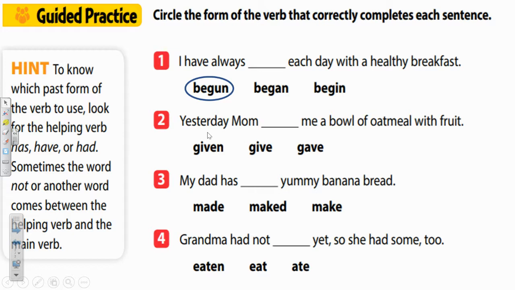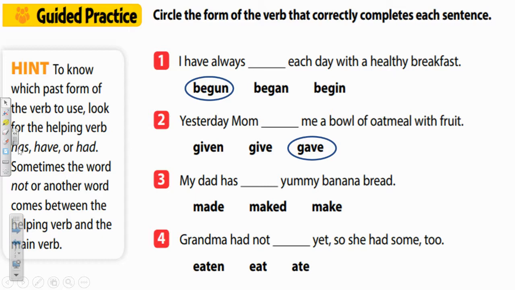Number 2, yesterday, Mom blank me a bowl of oatmeal with fruits. This is just the past tense. Yesterday, Mom given me. Yesterday, Mom give me. Or yesterday, Mom gave me. Right, gave.